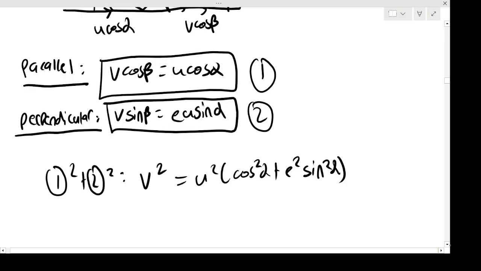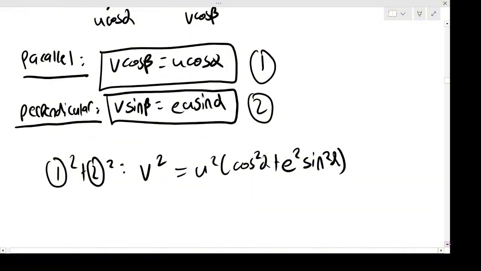But I can't simplify this bit because the coefficients are different. It's not cos squared and sine squared, it's cos squared and e squared sine squared. So this will not go to 1, so I can't simplify that. So I can't find a nice expression for v. I'm just going to leave that there.